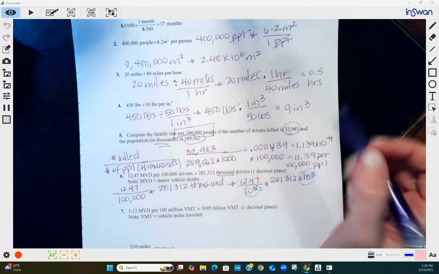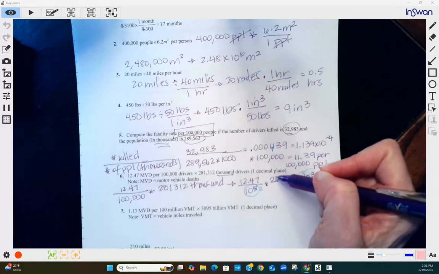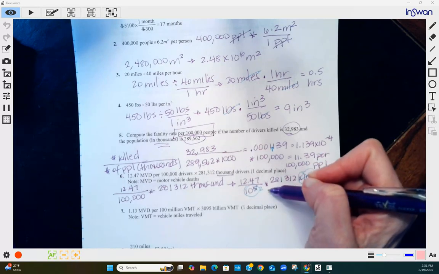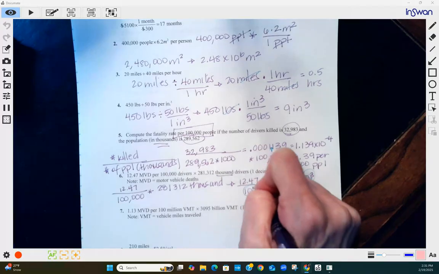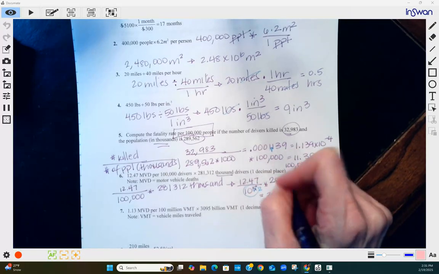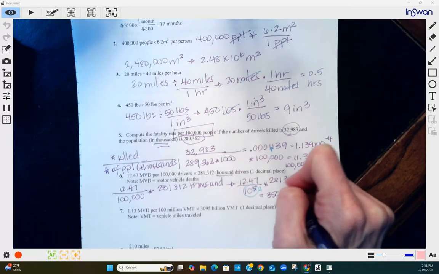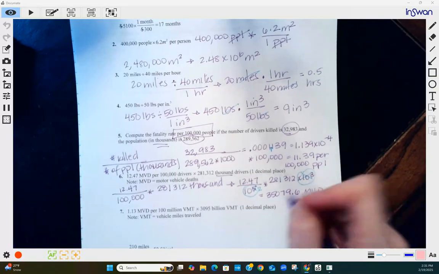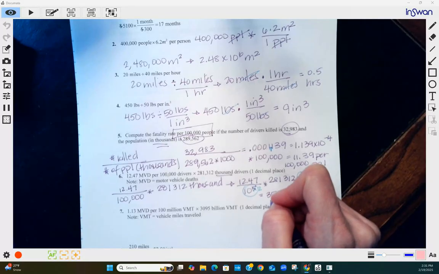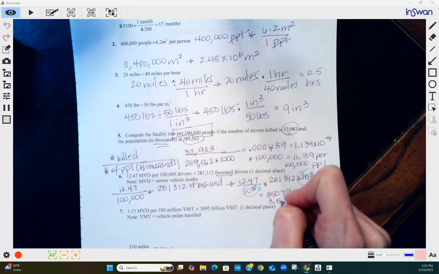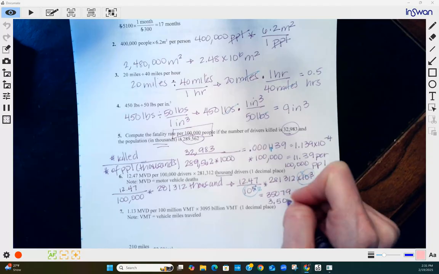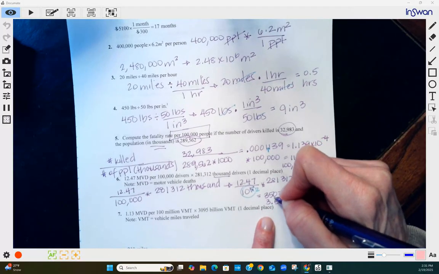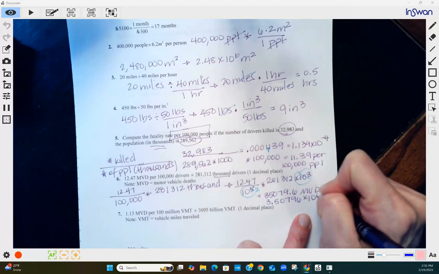So in my calculator, I'm going to actually do 12.47 times 281,312, and I'm going to divide by 10 squared or 100. And what you should get is 35,079.6 motor vehicle deaths, which you can also write, remember scientific notation, it's 1 digit and then the decimal. We would have had to move this 1, 2, 3, 4 spots, so times 10 to the 4th.